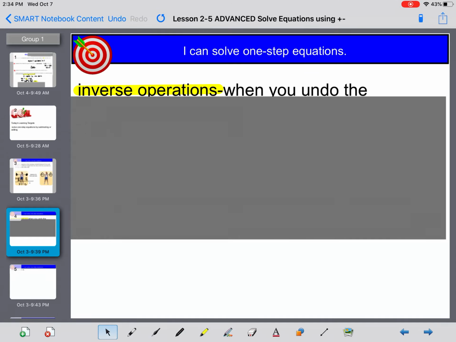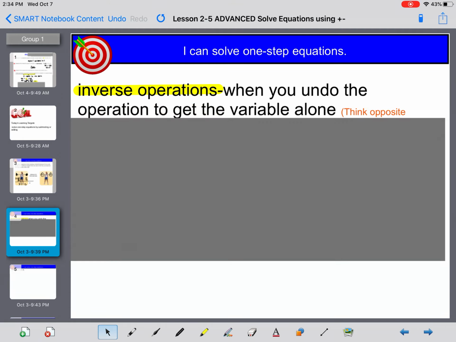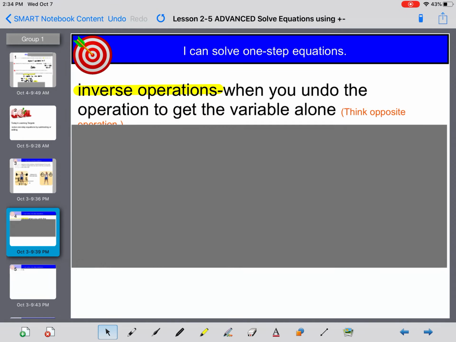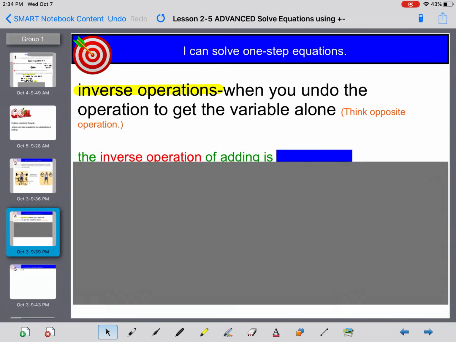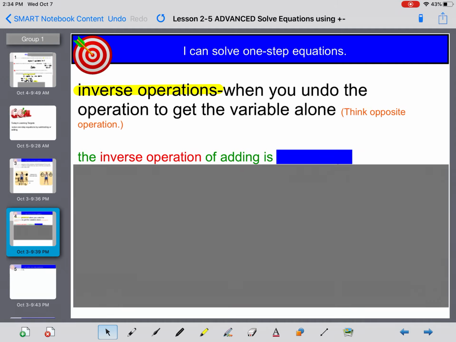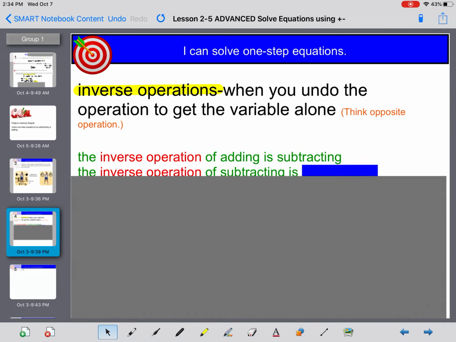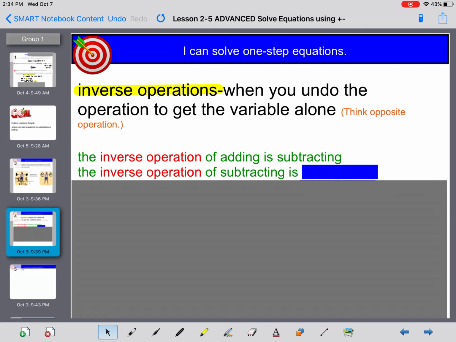Let's have this make more sense. Starting off with, what is an inverse operation? Write this down. When you undo the operation to get the variable alone is called an inverse operation. I want you to think of an opposite operation. The inverse operation of adding is subtracting. The inverse operation of subtracting is adding.